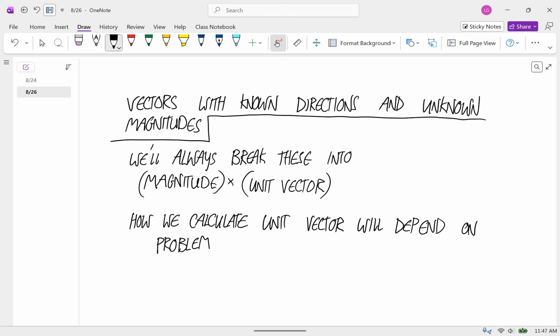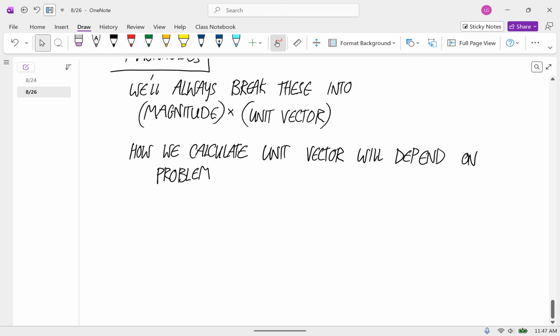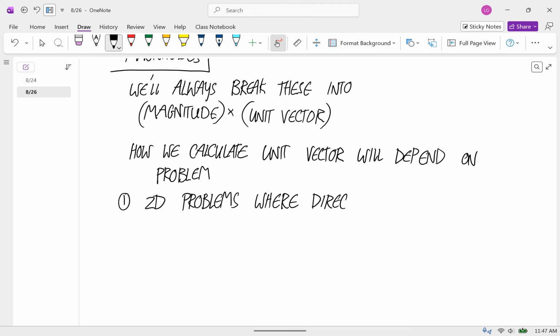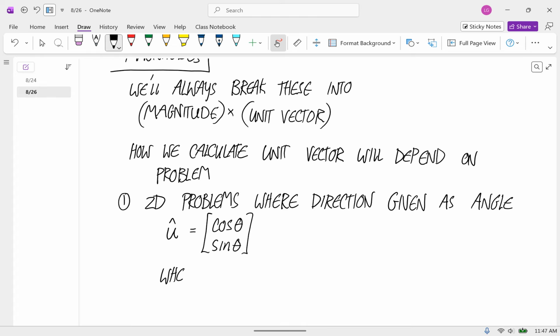Okay, so the first way we'll do this is for 2D problems, where the direction is given as an angle, we're just going to use the unit vector cosine theta, sine theta, where theta is the counterclockwise angle from the positive x-axis.